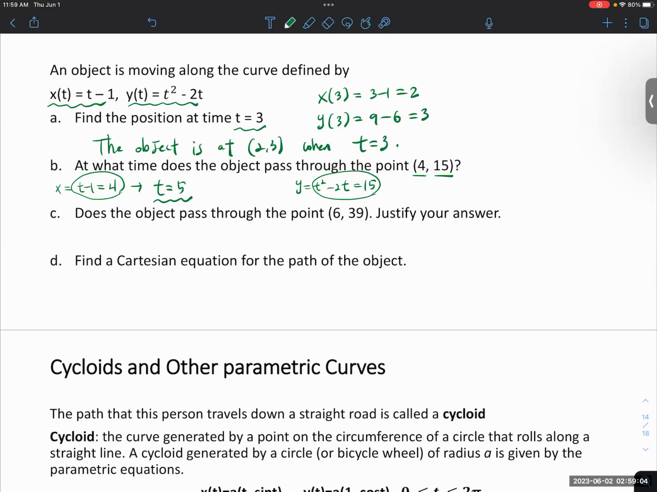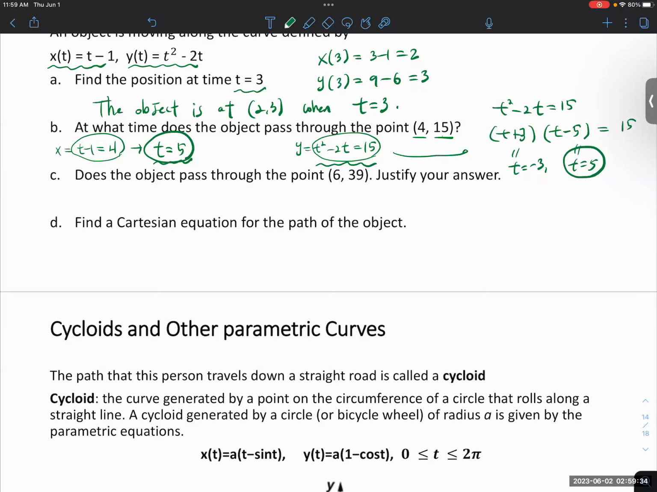Okay, so we need to check here. If t squared minus 2t equals 15, find the binomial factors: t minus 5 and t plus 3. So one root is negative 3, another one is 5, but we already found 5 and here it corresponds to 5. So when t equal to 5, you will find the position (4, 15). Okay, good. C, does the object pass through (6, 39)?